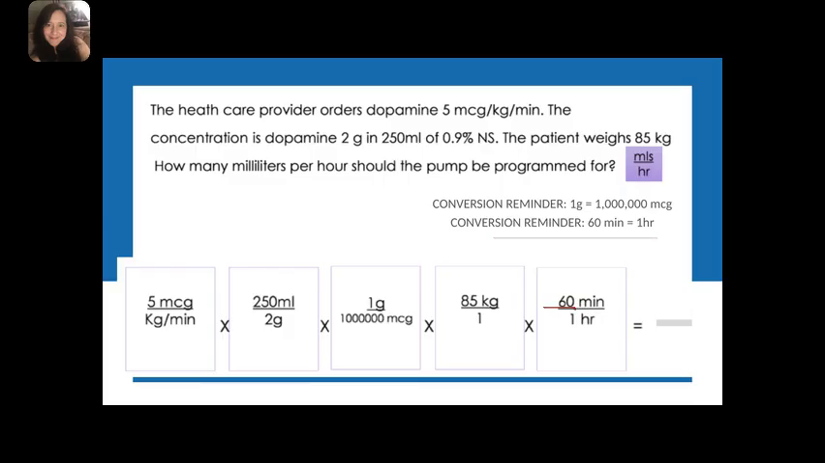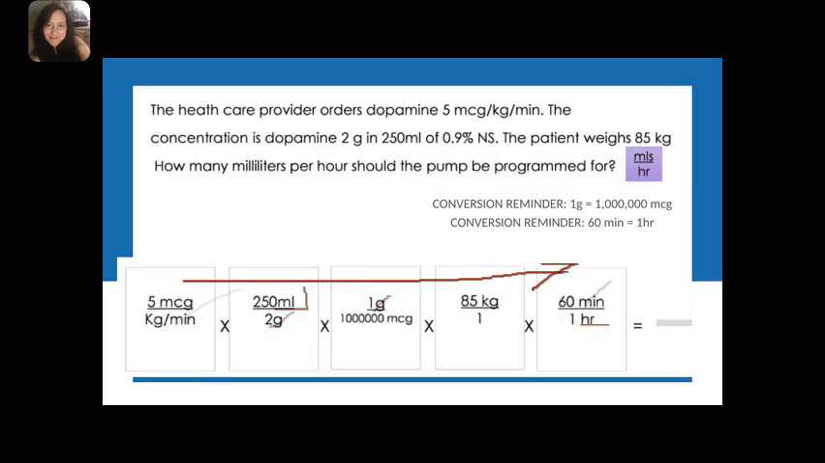And now I'm correct. So let's see if we cancel all our terms and set up our equation correctly. Micrograms cross with micrograms. Kilograms with kilograms. Minute with minute. Grams with grams. And I'm left with mils and I'm left with hours. So that's correct. Now it's just a matter of multiplying in your numerator.